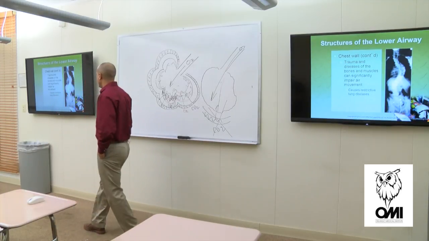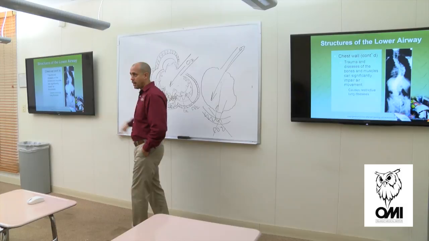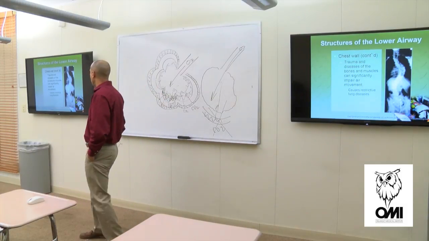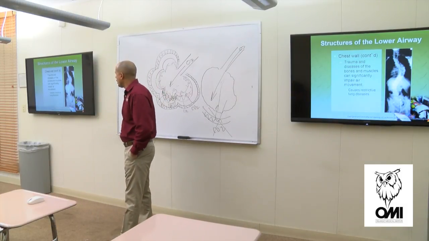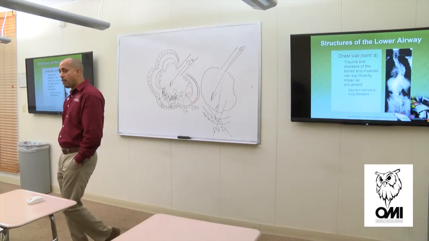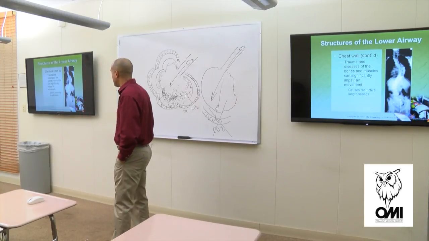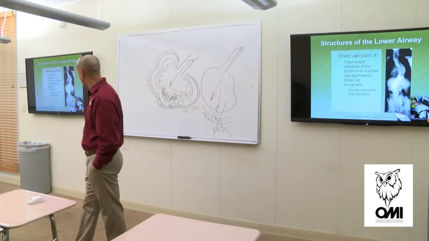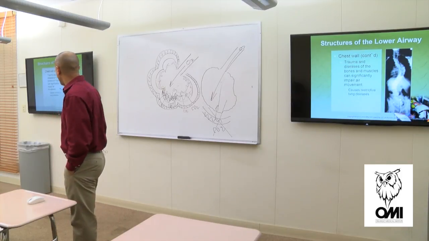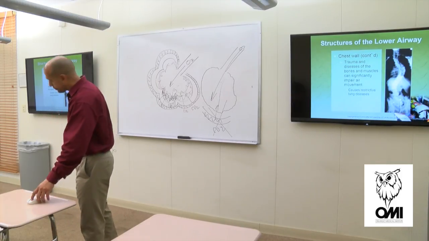All right. Look at this, a great picture. They have scoliosis of the spinal column, which is really jacked up. But chest wall could be an issue. Trauma and diseases can obstruct the body's ability to exchange gases, that chest wall expanding. So it can cause restrictive lung disease.